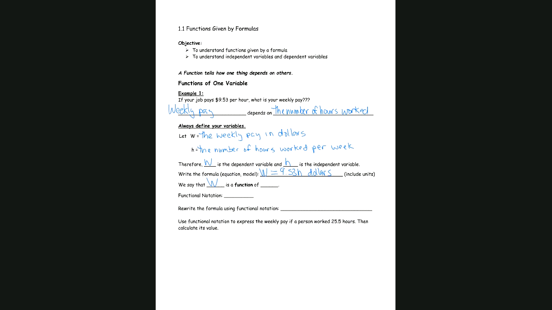Now I want to write it in functional notation. It is just notation. W depends on H. W of H lets me know that H is my independent variable and W is my dependent variable. And now I want to rewrite my formula using function notation. Everything stays the same. The only thing that changes is the W now is W of H.